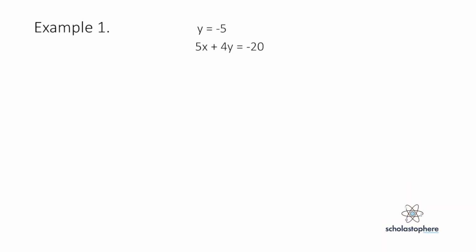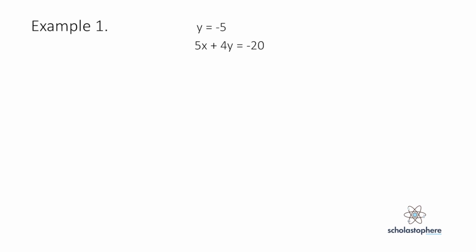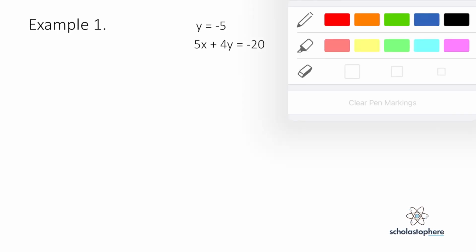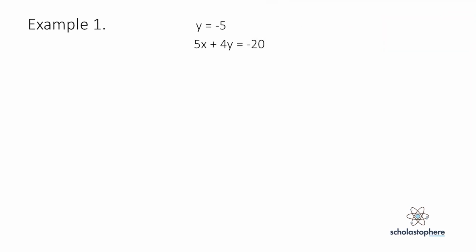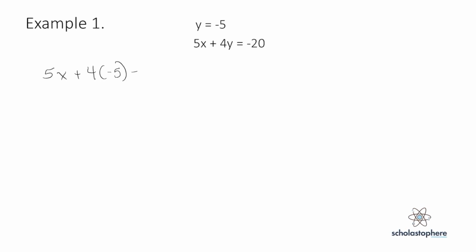We have example 1, y equals -5 and 5x plus 4y equals -20. So let's first use the y equals -5 to solve for x. Since y is already solved for, we can go ahead and solve for the other variable. So in order to do that, we need to bring down the 5x plus 4y equals -20. Where we see a y, we're going to implement a -5. So you should have 5x plus 4 parentheses -5 equals -20.